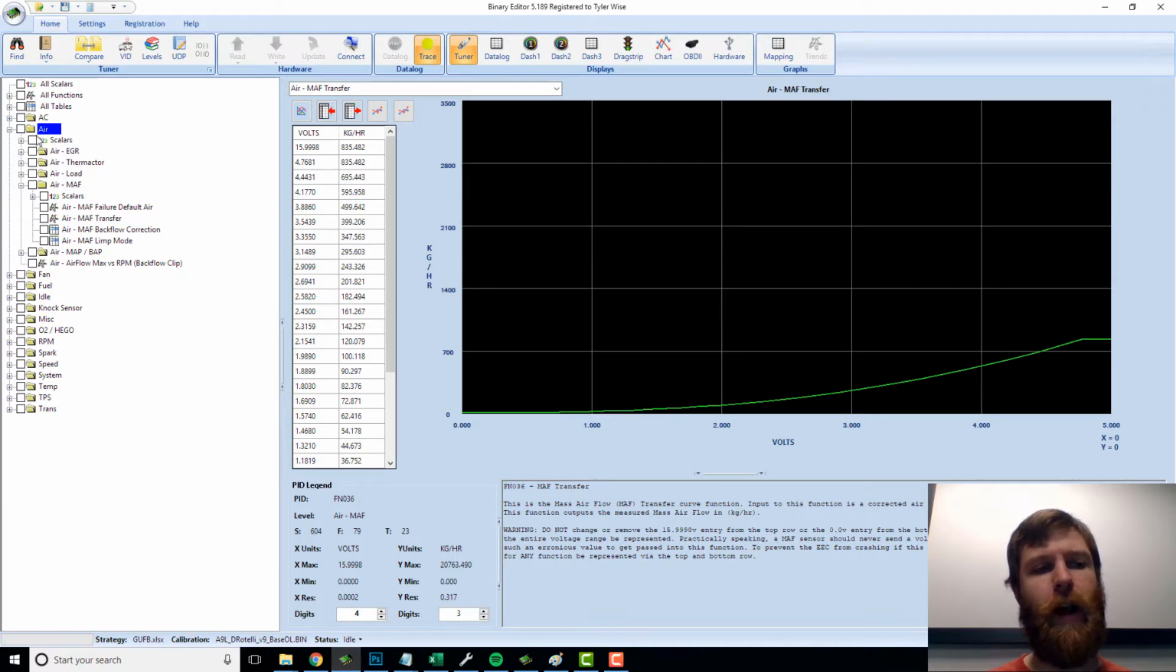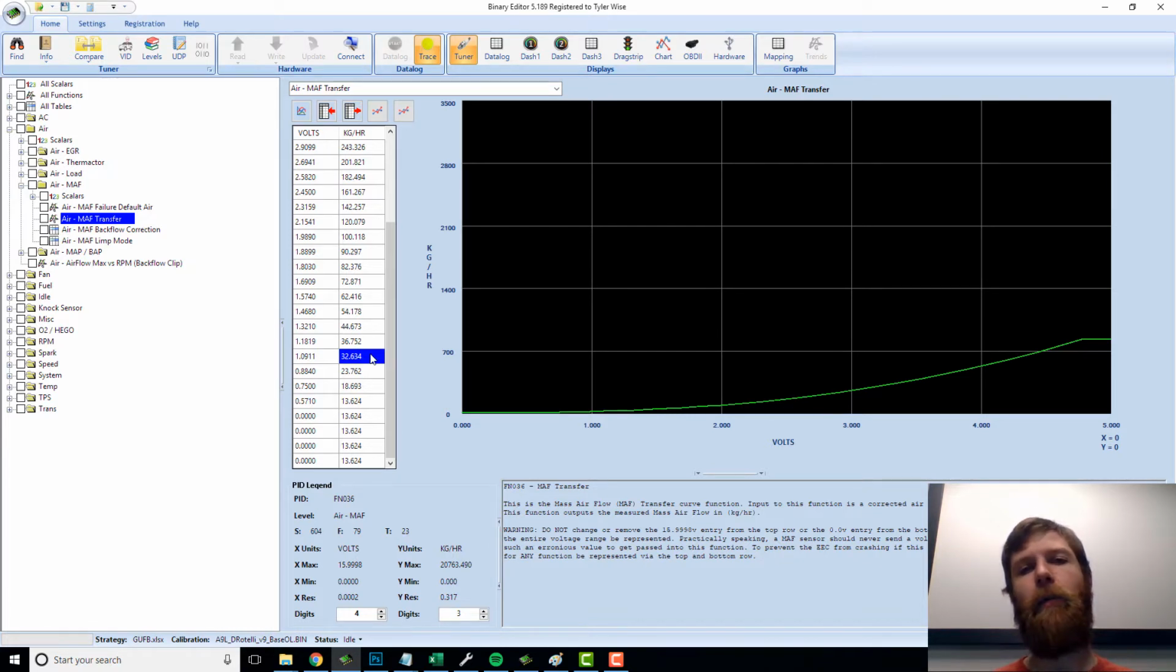So in your air category and your air MAF, you have the MAF transfer, which you see here. The way this works is that when air comes through your mass air meter, this sensor voltage increases. Based on this, it does a lookup to see how much air that should equal. And then, of course, based on a certain amount of air, the computer adds a certain amount of fuel that should be an appropriate match for that.